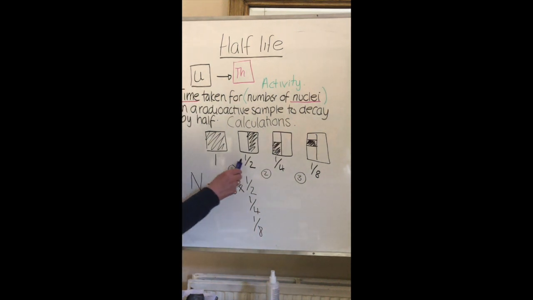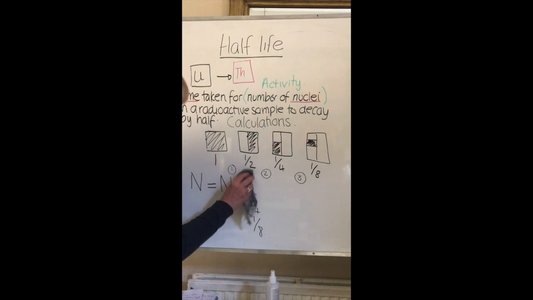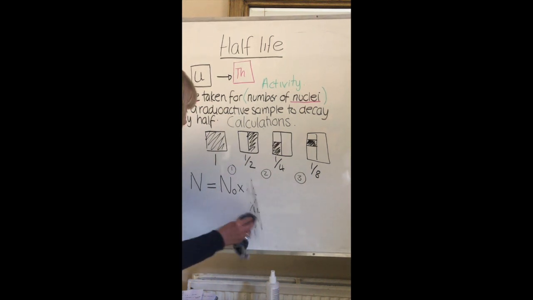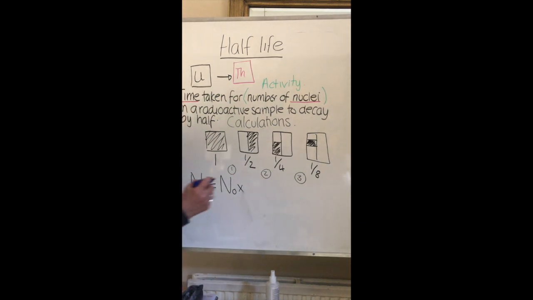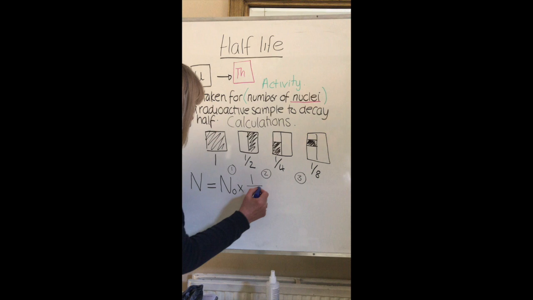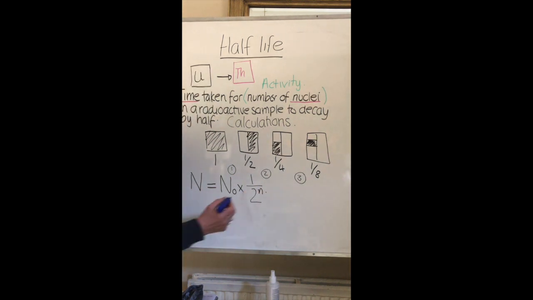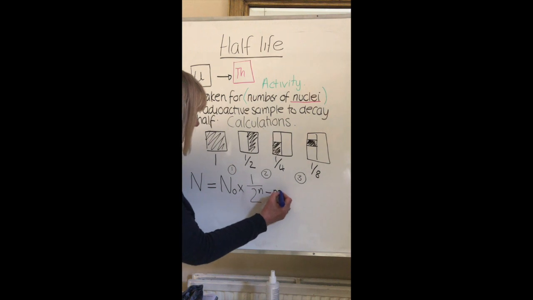Now, to save you having to work out whether it's a quarter, a half or an eighth, you can write it like this. You can say N naught times 1 over 2 to the power n, where n is the number of half-lives. So 1 over 2 to the power n, where n is the number of half-lives.